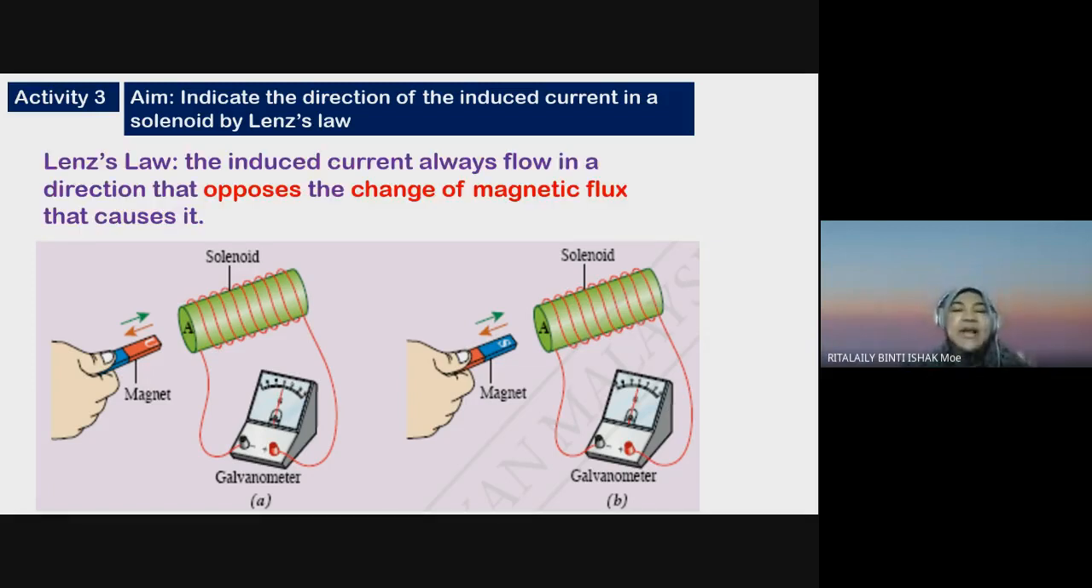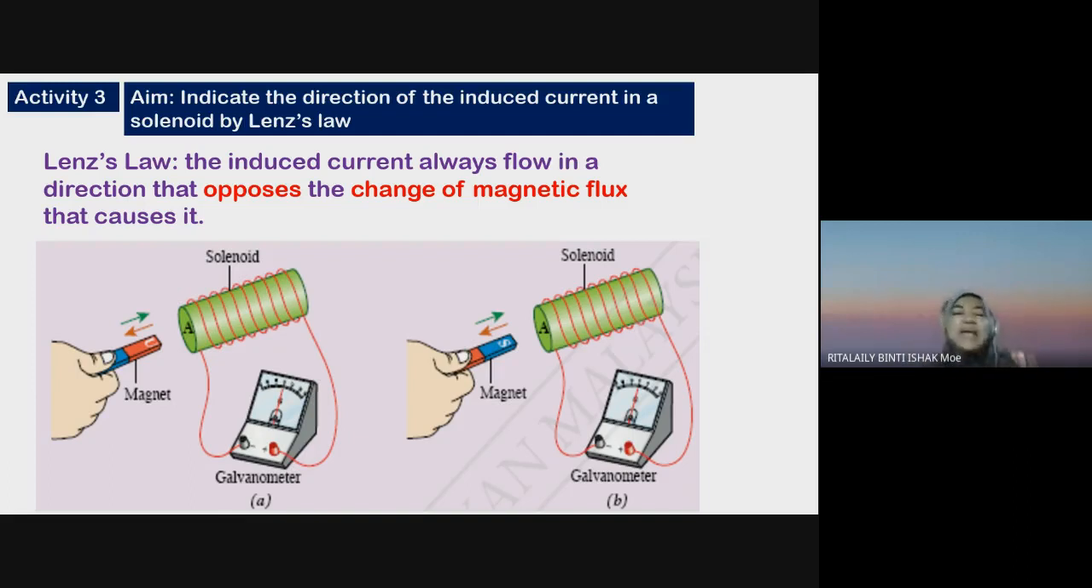Lenz's law says that the induced current in a solenoid, or in a straight conductor, can also be explained by Lenz's law. But I do not use Lenz's law to explain that, because it is easier to use the right-hand rule. It says that the induced current always flows in a direction that opposes the change of magnetic flux that causes it.